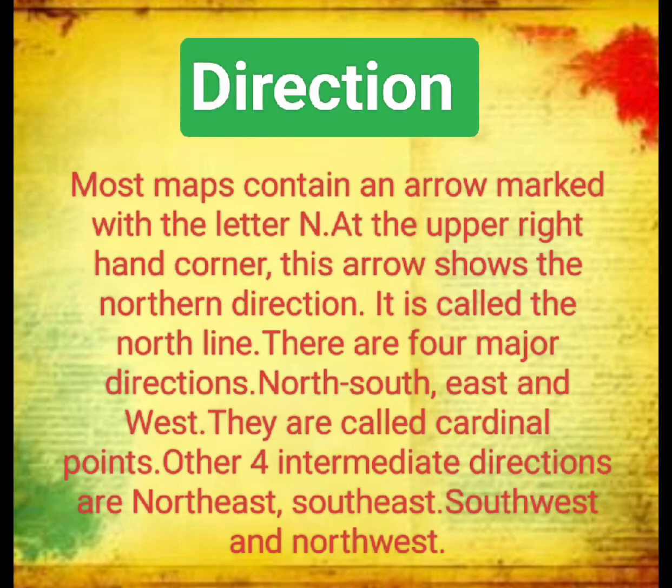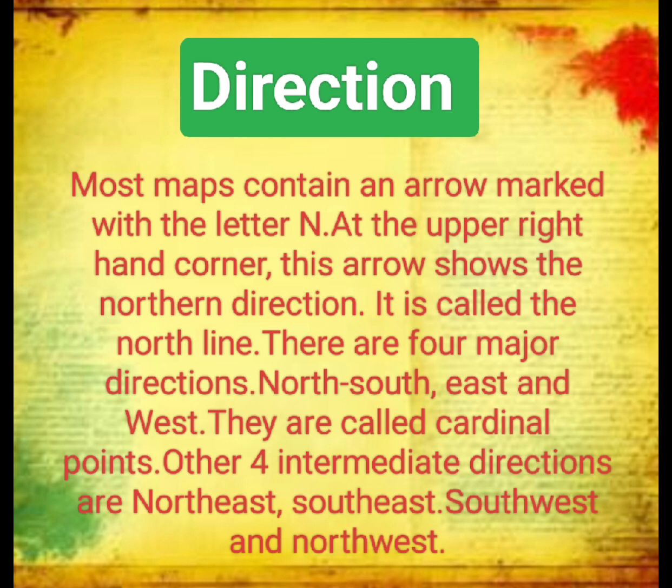Now come to the next component, that is direction. Most maps contain an arrow marked with the letter N at the upper right hand corner. This arrow shows the north direction. It is called the north line. When you know the north, you can find out the other directions also, for example, east, west, south.